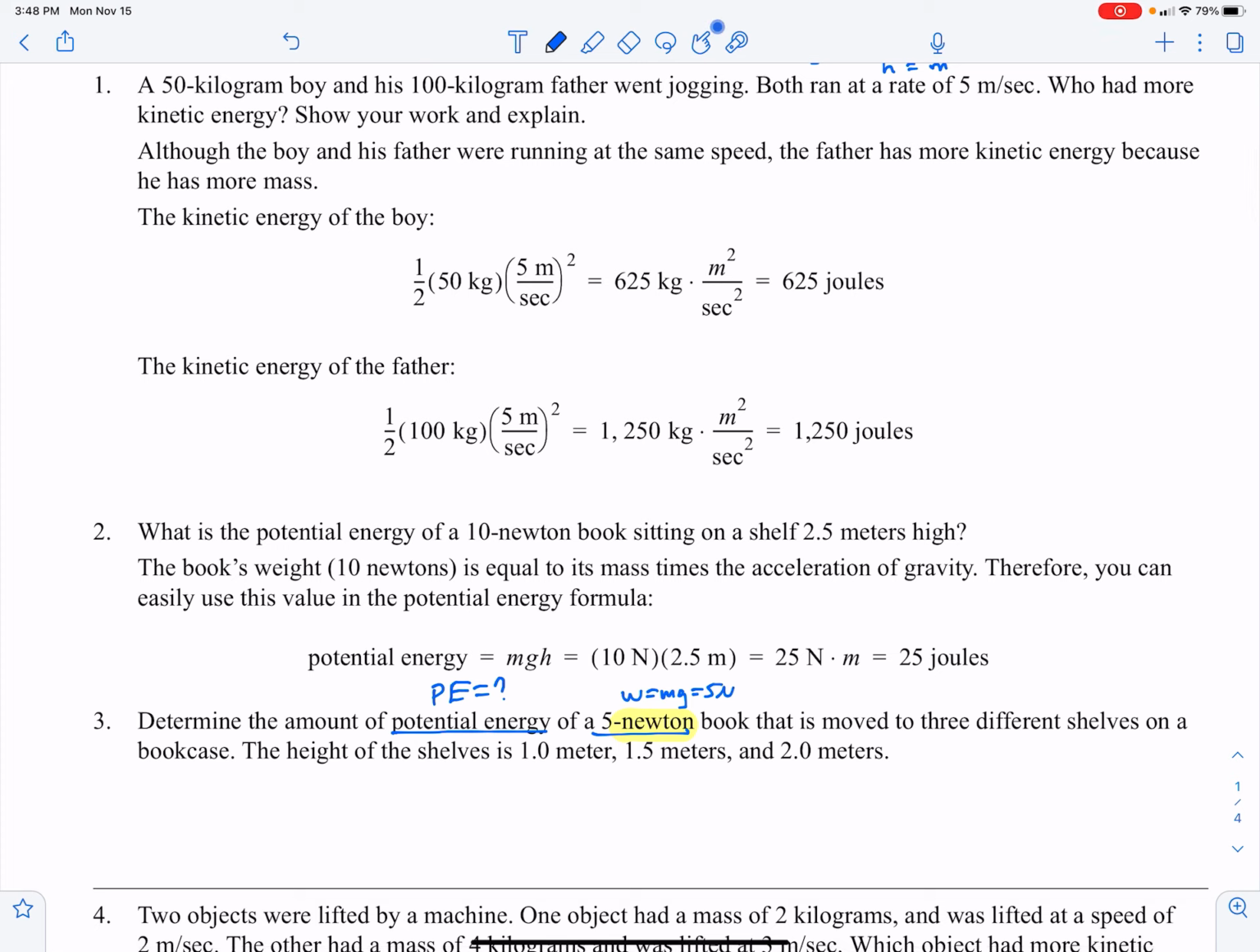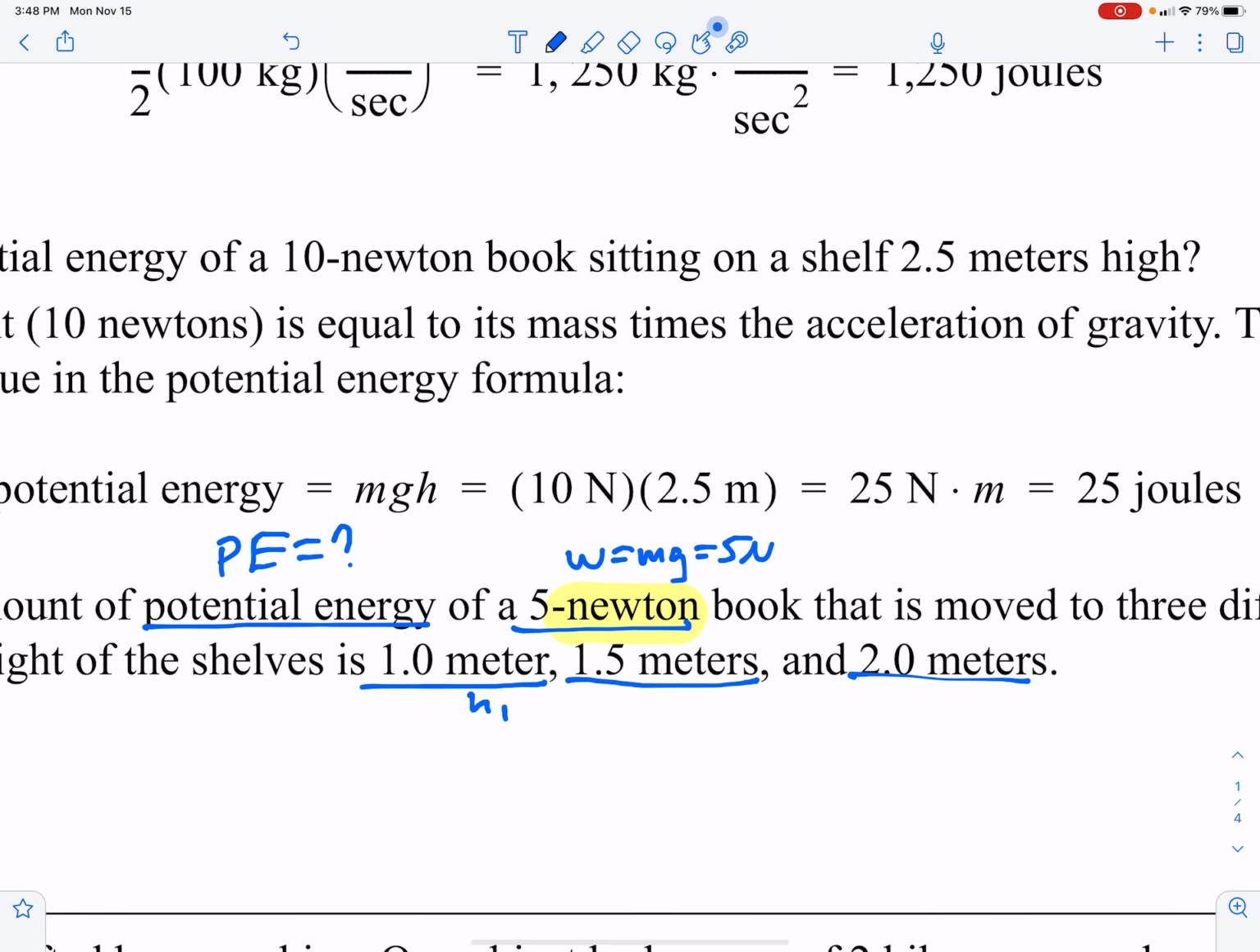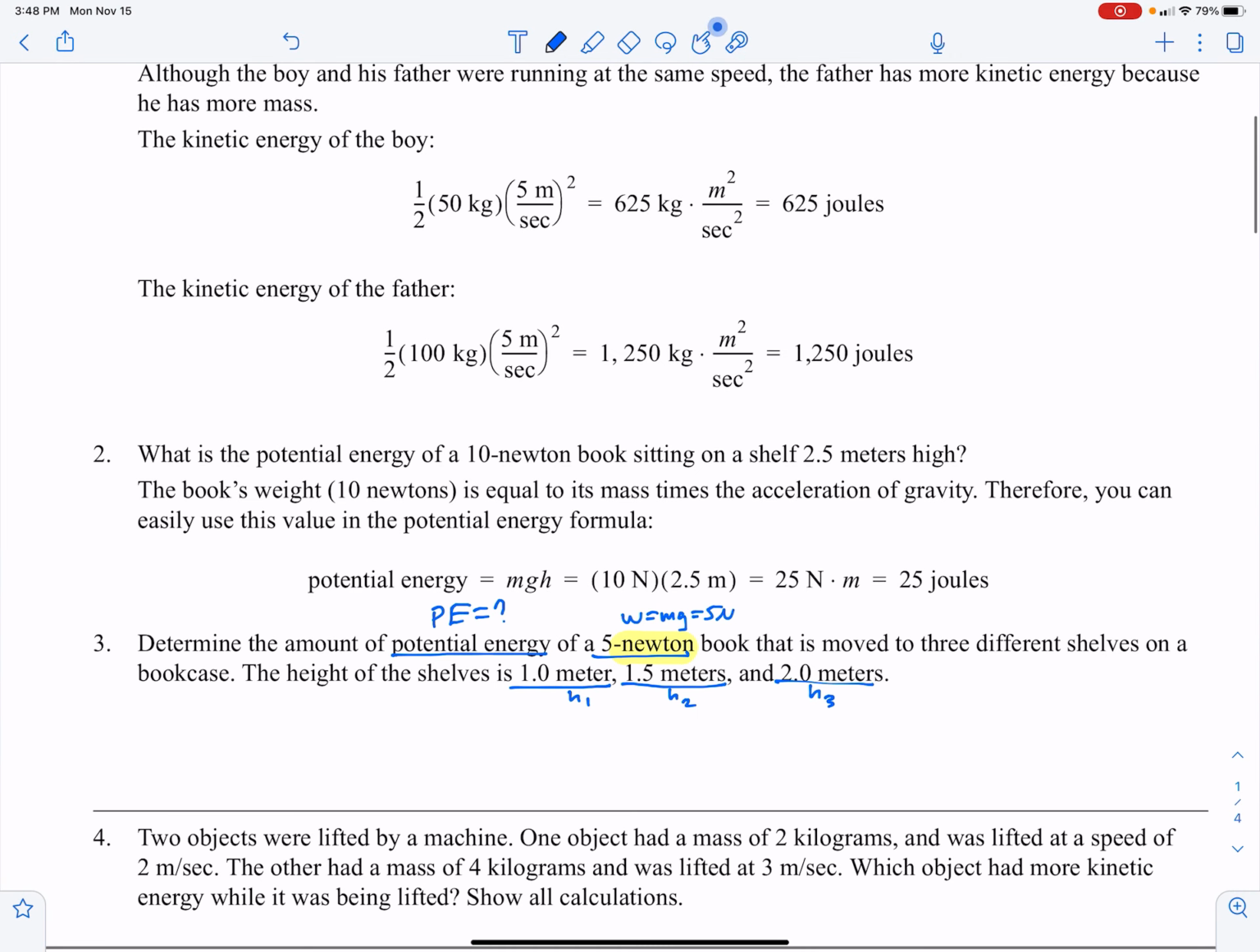And we want to determine the potential energy of a book that is on a 1 meter high shelf, a 1.5 meter high shelf, and a 2.0 meter shelf. We'll call this H1, H2, and H3 for heights 1, 2, and 3 respectively.